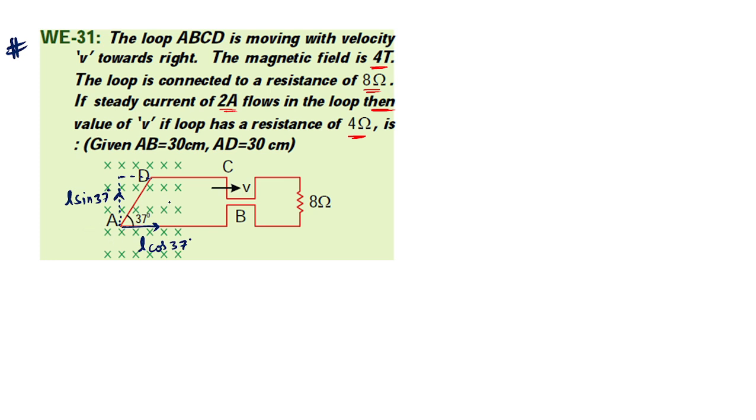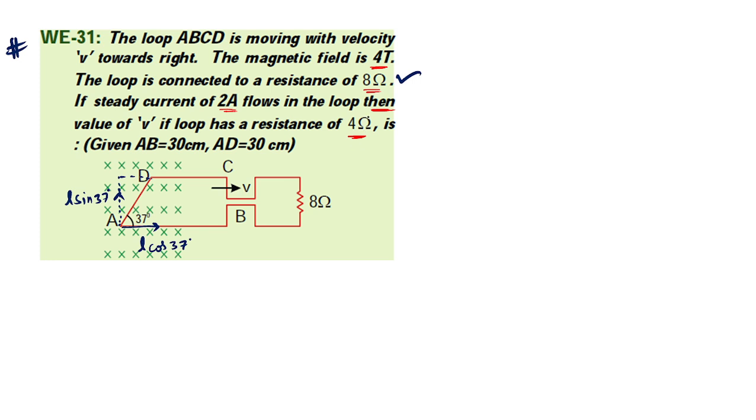Right? Now it is moving with the velocity v towards the right. The magnetic field is 40. The loop is connected to a resistance of 8 ohms. So first we will try to solve with that 8 ohms. If a steady current of 2 amperes flows in the loop, then the value of v, if the loop has a resistance of 4 ohms. Should I connect with the 8 ohms or 4 ohms?